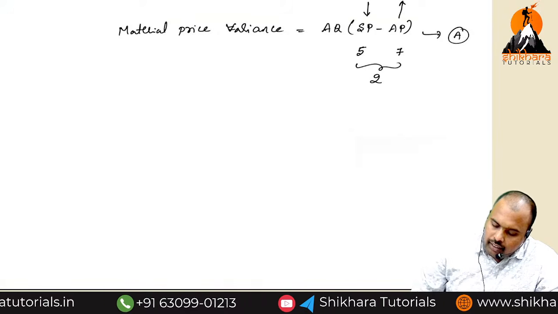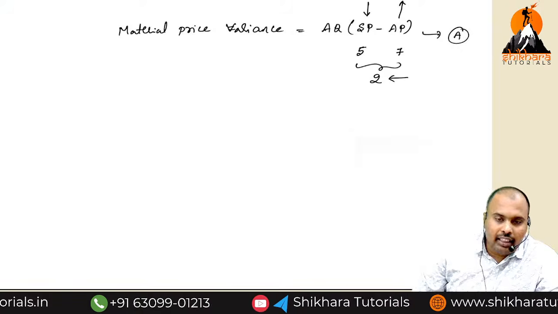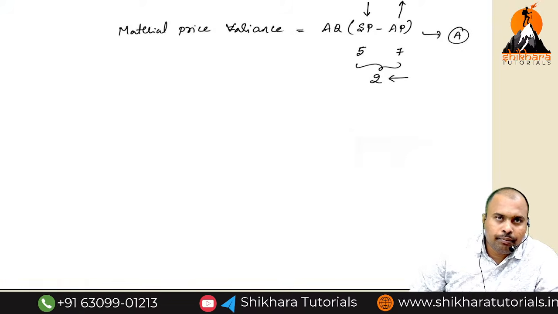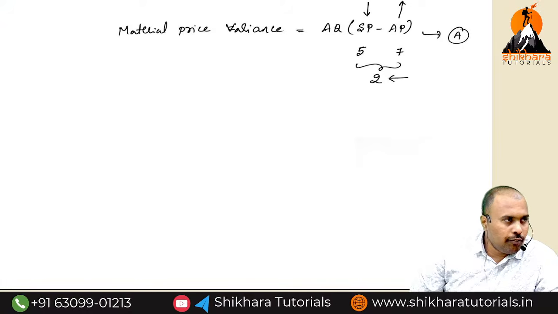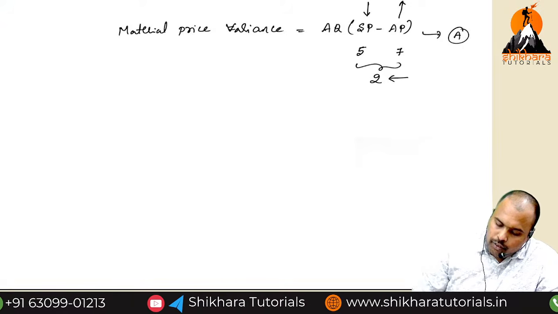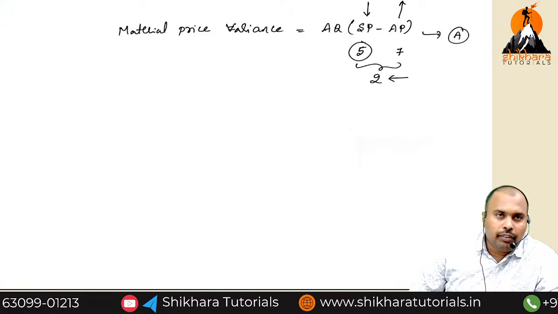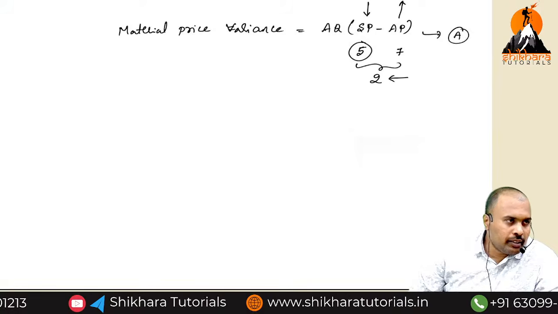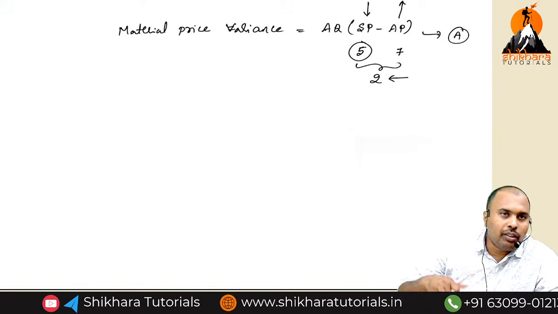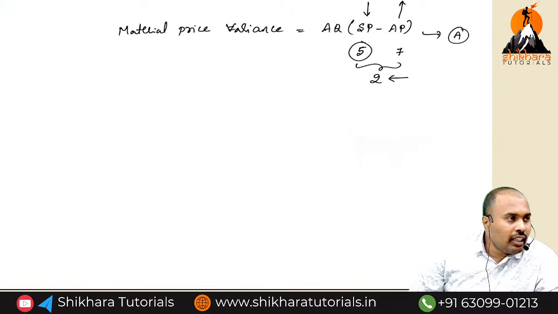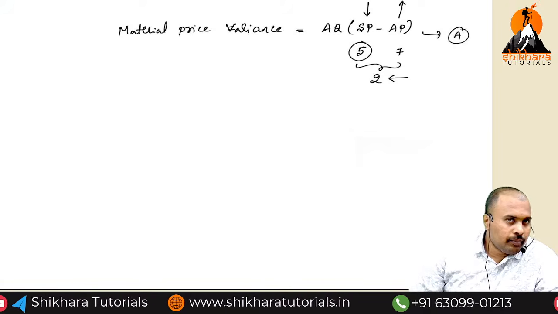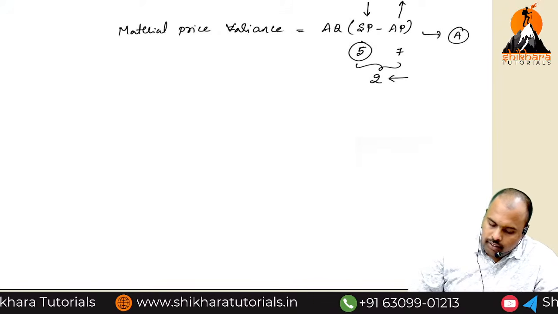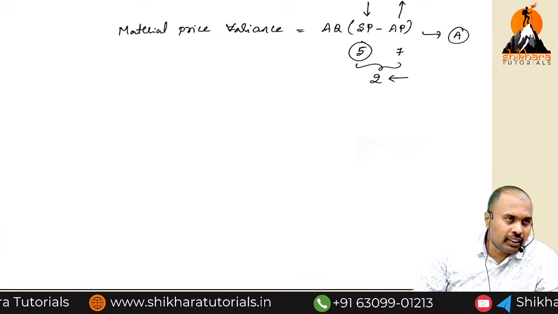Does it mean that the purchase department is not working efficiently? Yes, definitely. As we fixed a standard of 5 rupees, they are supposed to buy raw materials within that 5 rupees. If they are spending more than 5 rupees, it means that they are not working properly. Clear? So we called the purchase manager and asked why we have incurred 2 rupees extra.